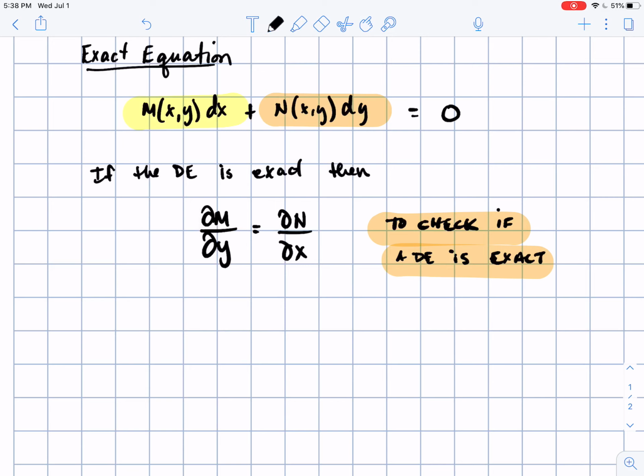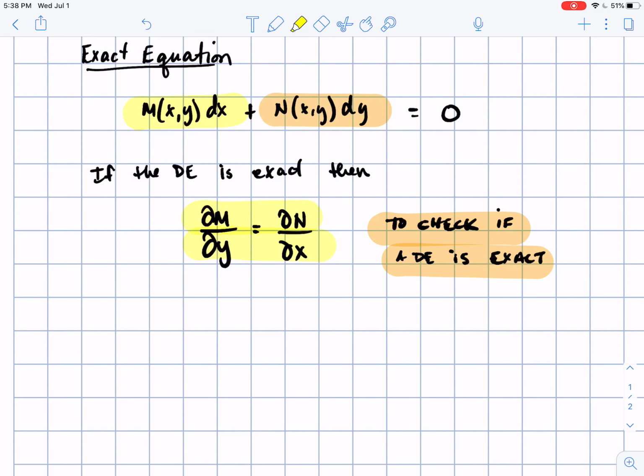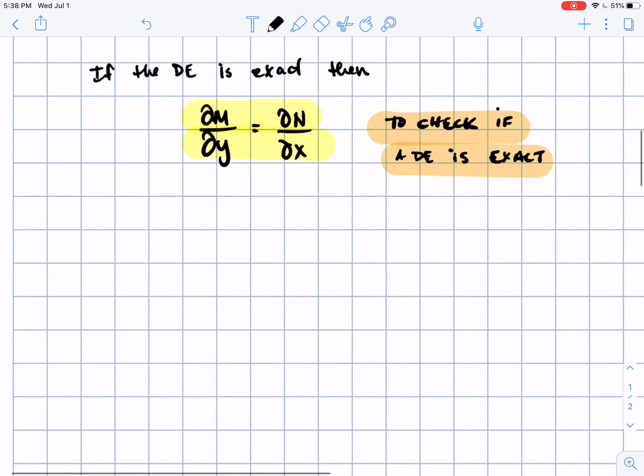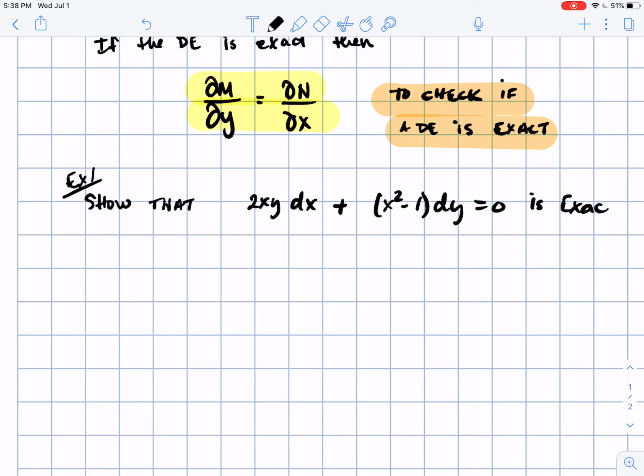Okay, you want to use that. Alright, so our first example is to show that 2xy dx plus (x squared minus 1) dy equals 0 is in fact exact, right?